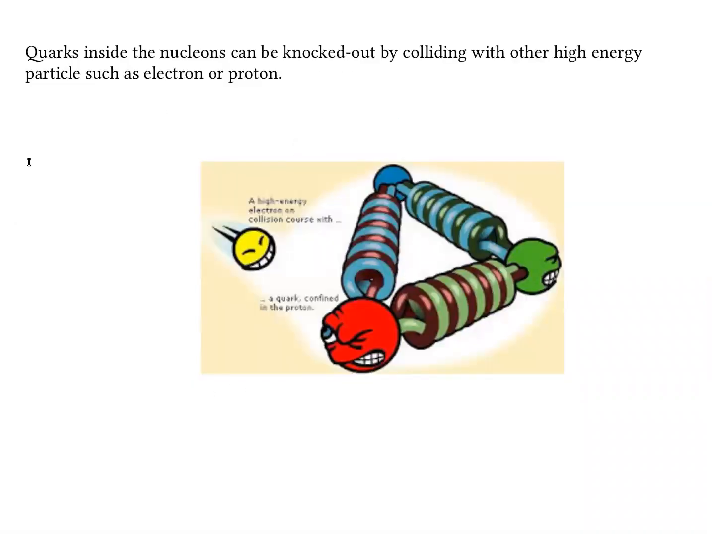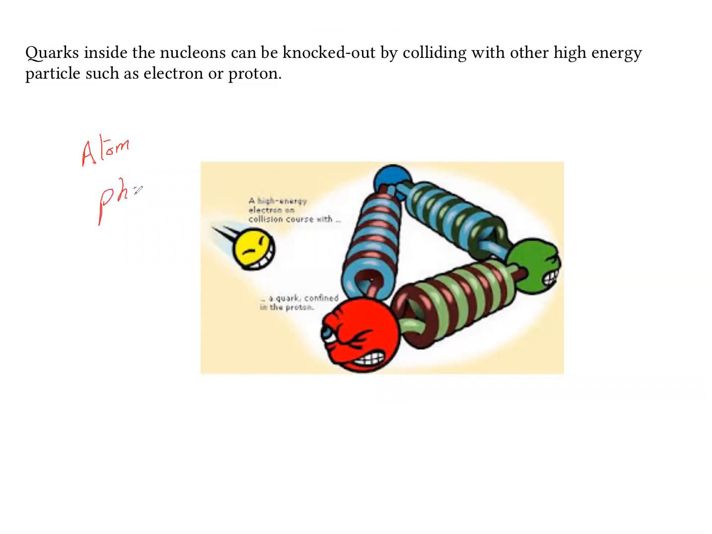So just like in nature, what do we see? We see only atom and the photon. That is what we see. Atom is stable, photon is stable. Photon is light. And an atom means it has proton, neutron, electron.